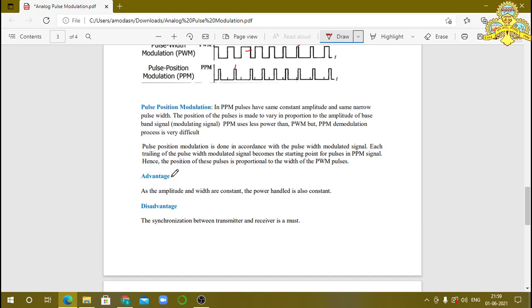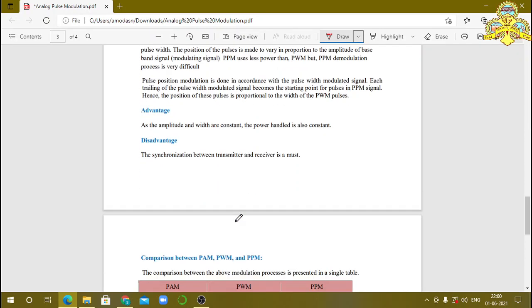Here the advantage of pulse position modulation: as the amplitude and width of the PPM are constant, the power handled is also constant. In PPM, the power handling capacity is the same throughout the modulation technique. The disadvantage is that synchronization is required in the transmitter and the receiver. Without synchronization it is not possible to reconstruct the original signal at the receiving point. That is the disadvantage of the PPM.